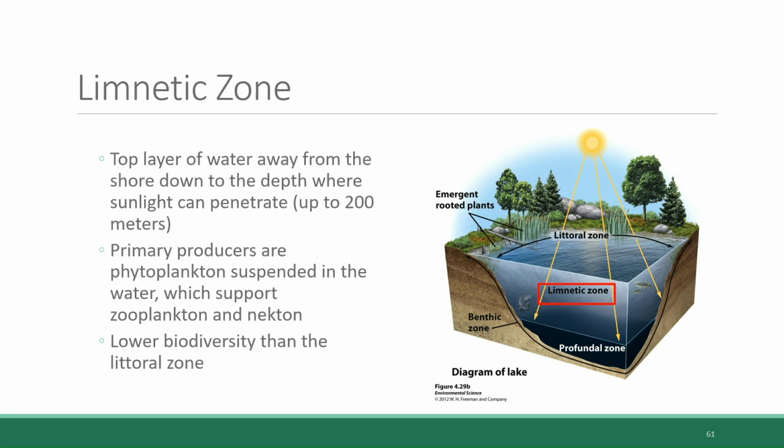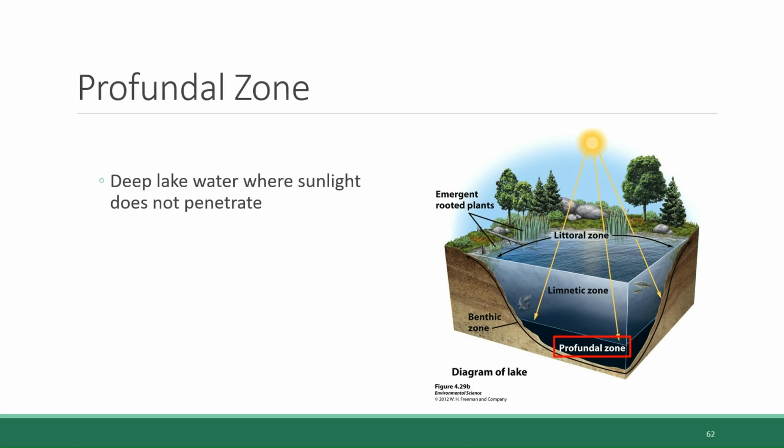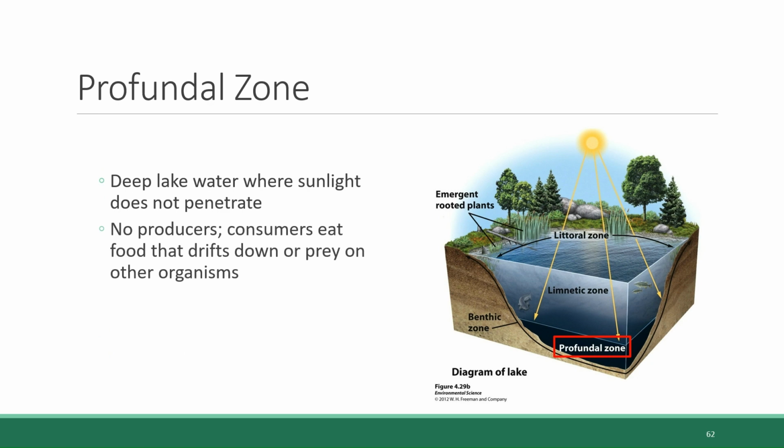The third zone is the profundal zone. And this zone is directly below the limnetic zone. This describes the open water areas of the lake where sunlight cannot penetrate. Consequently, there are no producers in this area, just consumers who, like we saw in the lower zones of the ocean, feed on material that drifts downward or prey on their neighbors in the profundal zone. Because of the lack of producers to support the food chain, this zone has an even lower biodiversity.